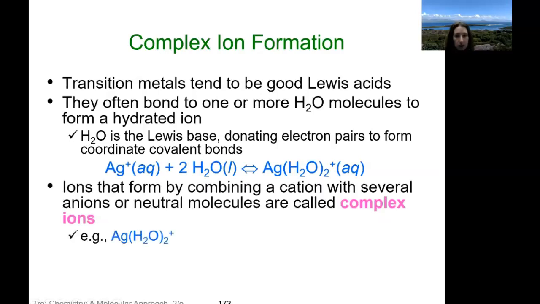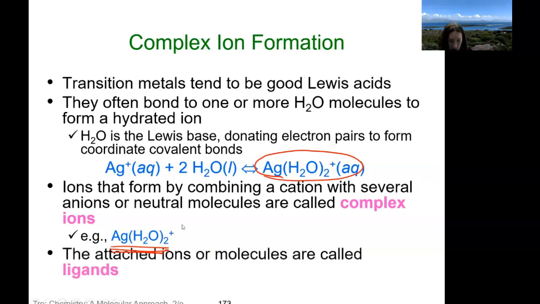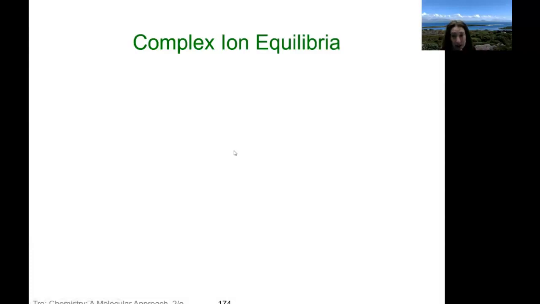So here's, for example, what happens when we put in a silver. This is the complex ion that we have, this entire thing. But the thing that's attached is called a ligand. The ion itself is this, but there are two waters attached to the silver. Water is what we call the ligand. So we have complex ions, which is the whole thing, and the thing that's attached, we call the ligand.